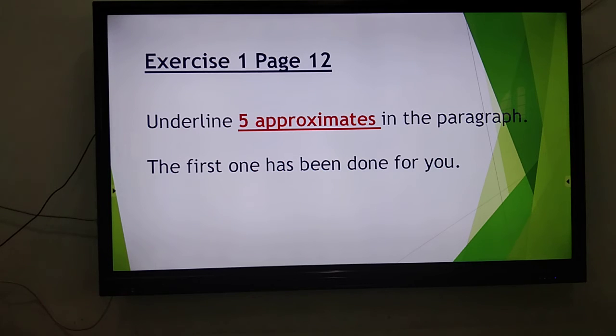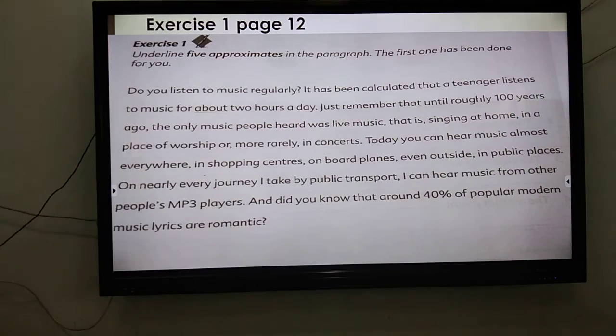Exercise 1 on page number 12. We need to underline 5 approximates that have been given in the paragraph, and the first approximate has been underlined for us. Let us read this exercise on page number 12.